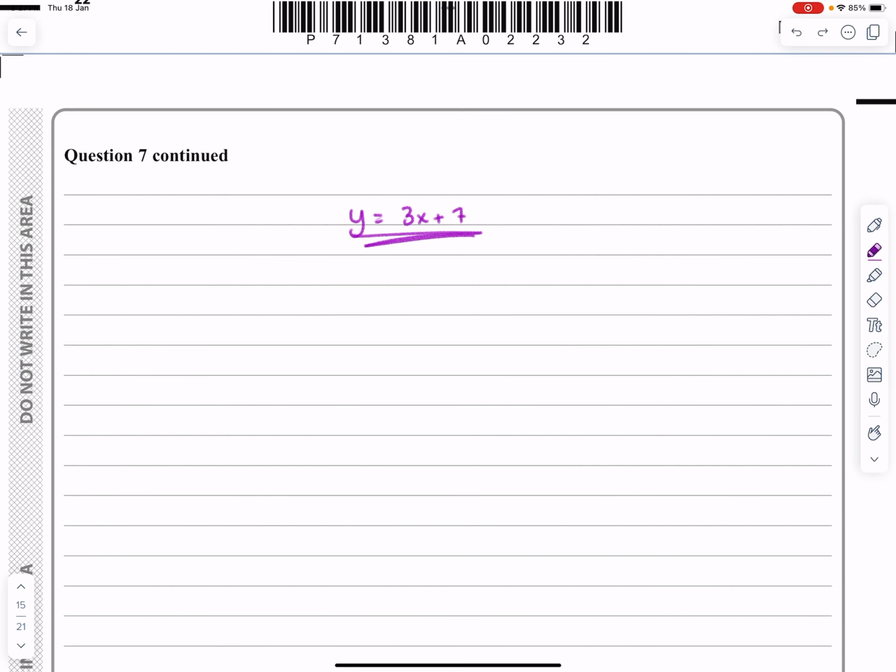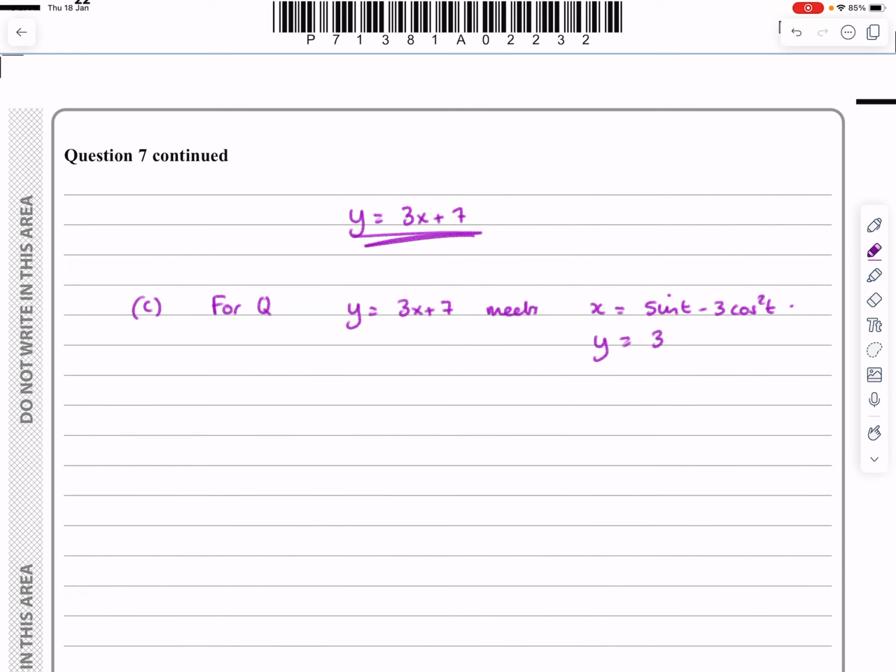So for part C, what we're saying then is for the point Q, I've got y equals 3x plus 7, and I want to find where this meets. We've got it as a parametric, but x equals sine t minus 3 cos squared t, and y equals 3 sine t plus 2 cos t. So if they were just normal equations, we could just put them equal to each other, but either way, I've got to solve this simultaneously.